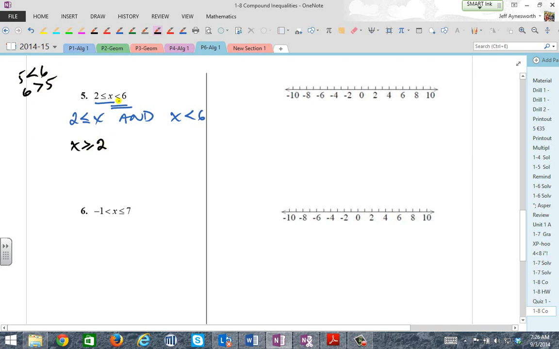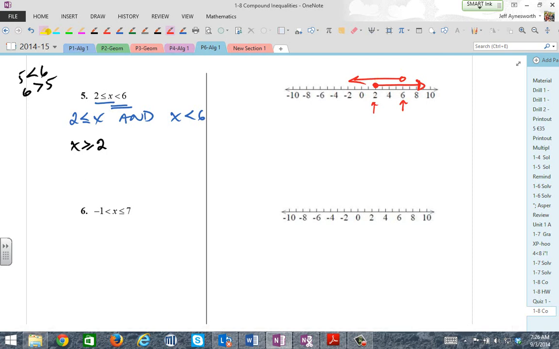which means that, let me find 2, it's right here. I've got closed at 2 right here and to the right. This one here, x is less than 6, that's this reference point. Okay, that's open at 6 and to the left, but where do they intersect? Well, because it's an and statement, right? They intersect right through here.